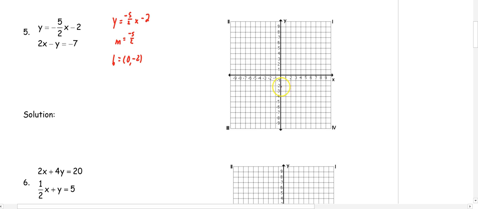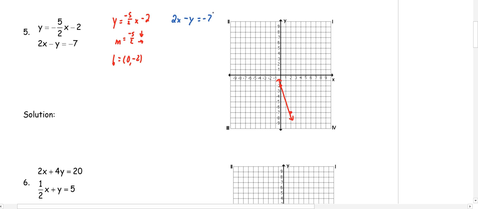So I'm going to go to -2 on the y-axis, and I'm going to use my slope down 5, right 2. And I only have one dot that fits going this way, so I'm just going to connect those two dots to make my line. My second equation is 2x minus y equals -7.